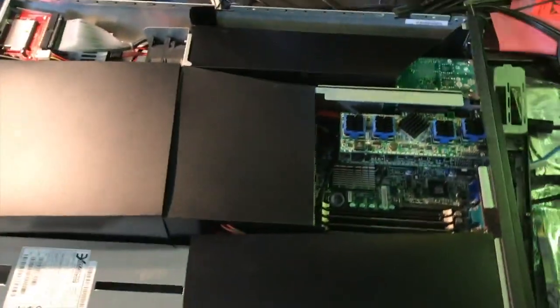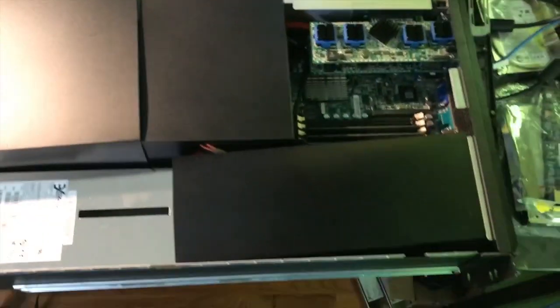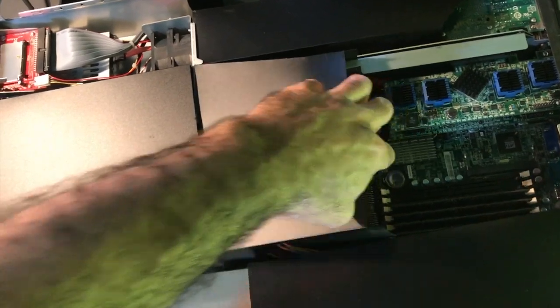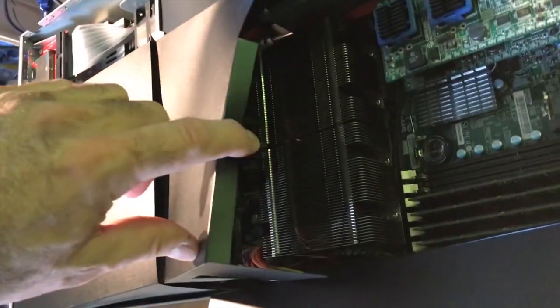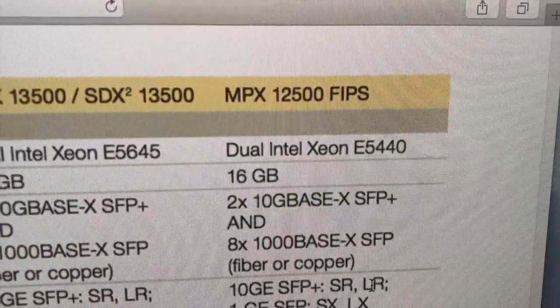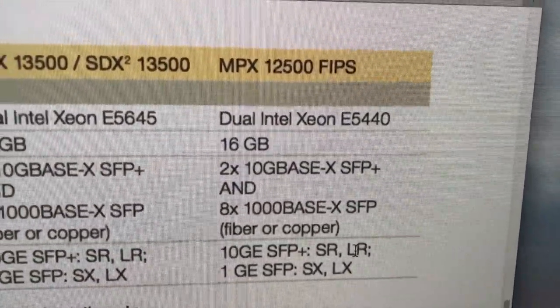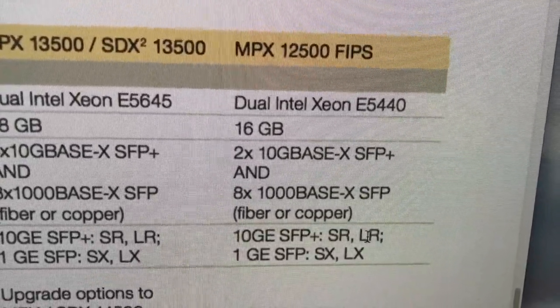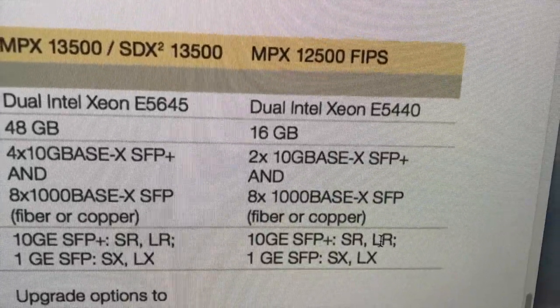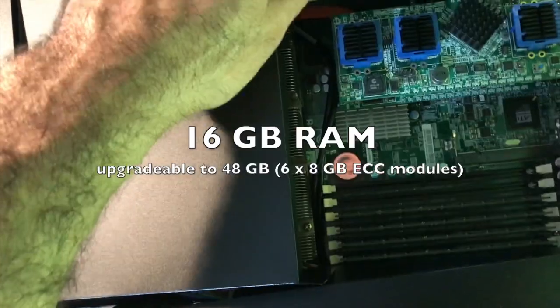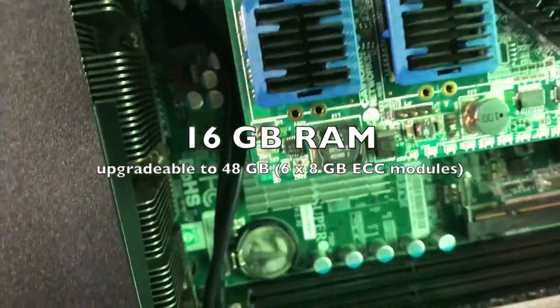Inside the 10500, what can you expect? It is a dual quad core system using dual quad core Xeons. The MPX 12500 is the same, 5440, that's dual quad core. 8 cores, 8 threads. Comes with 16 gigs of RAM, 4x4 modules.